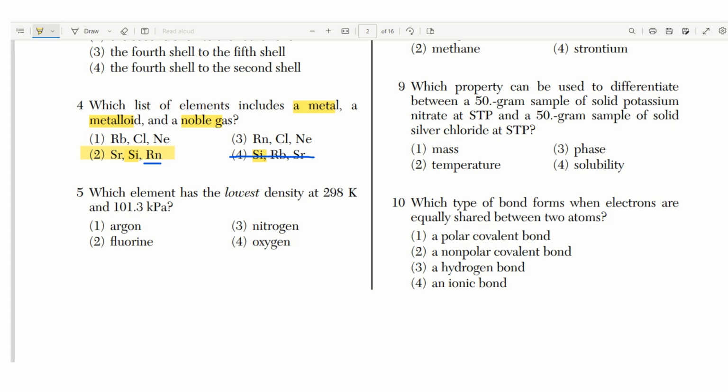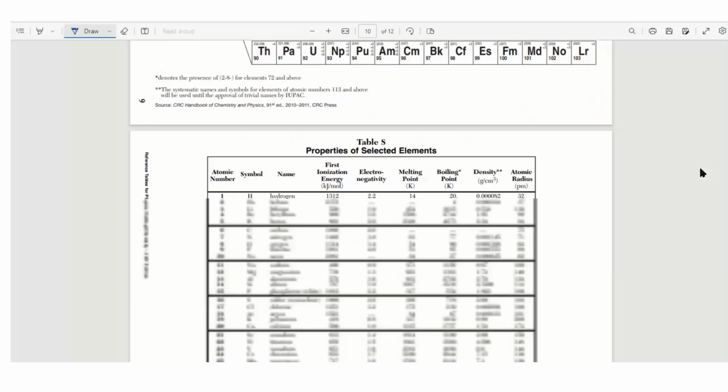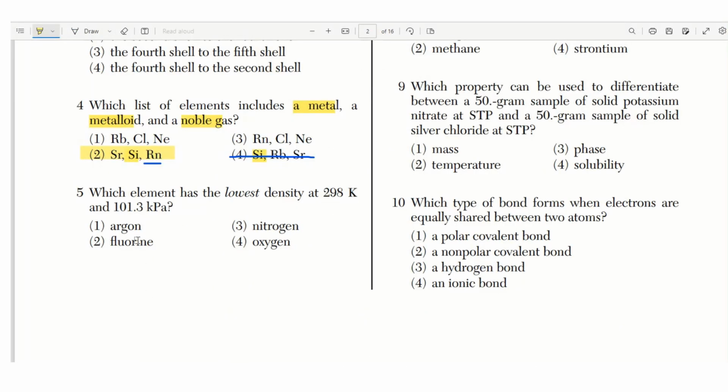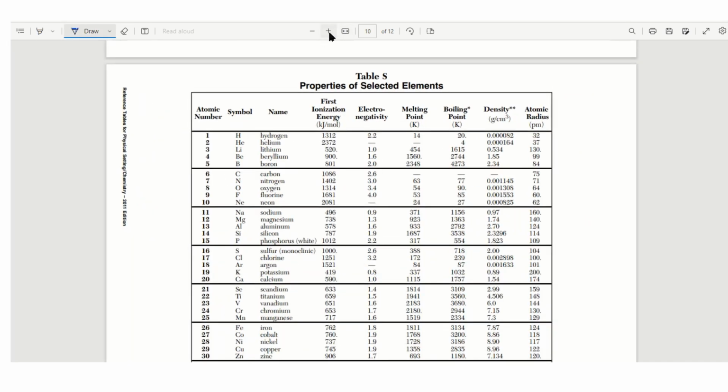Which element has the lowest density at 298 K and 101.3 kPa? It's just a reference table question, so I just need to go to Table S. I have argon, fluorine, nitrogen, and oxygen. Let's zoom in a little bit.